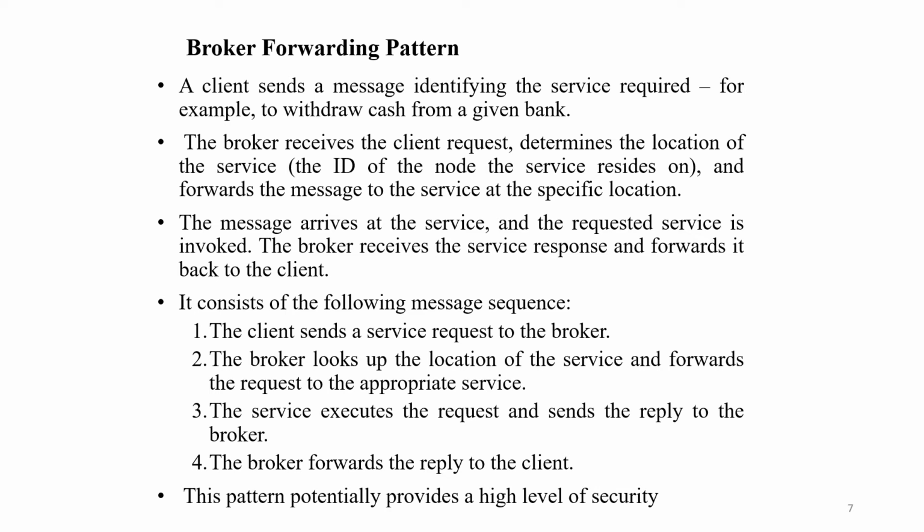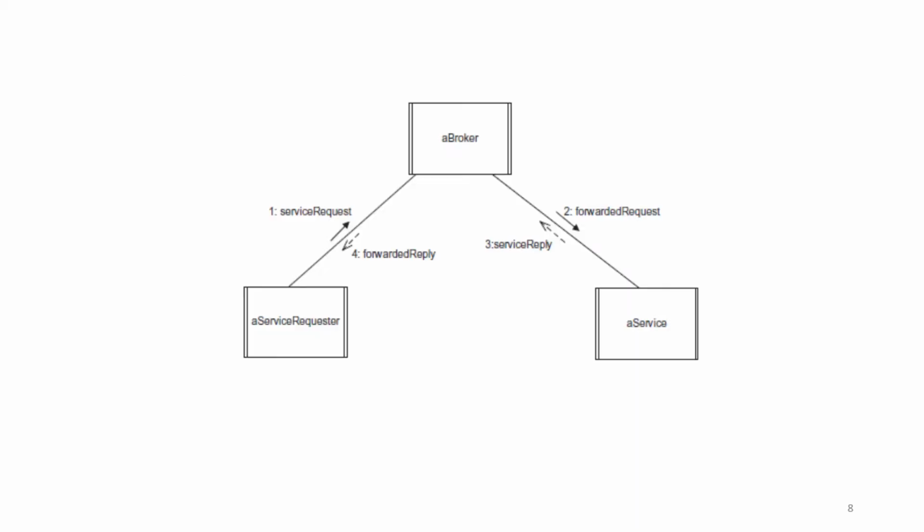The broker receives the response from the service provider and then forwards it back to the client who requested the service. It consists of the following message sequence. First, the client sends a service request to the broker. Second, the broker looks up the location of the service and forwards the request to the appropriate service. Third, the service executes the request and sends a reply to the broker. And fourth, the broker forwards the reply to the client.